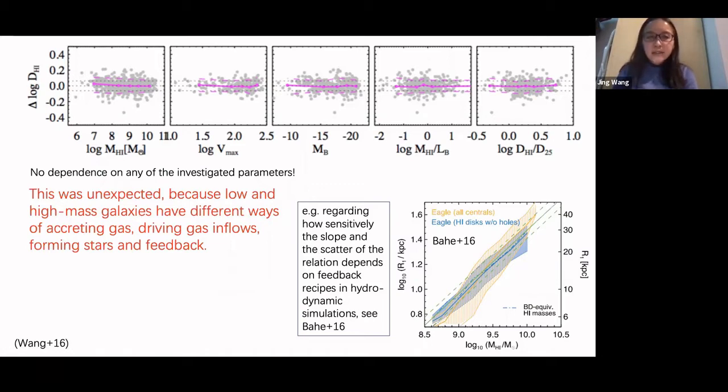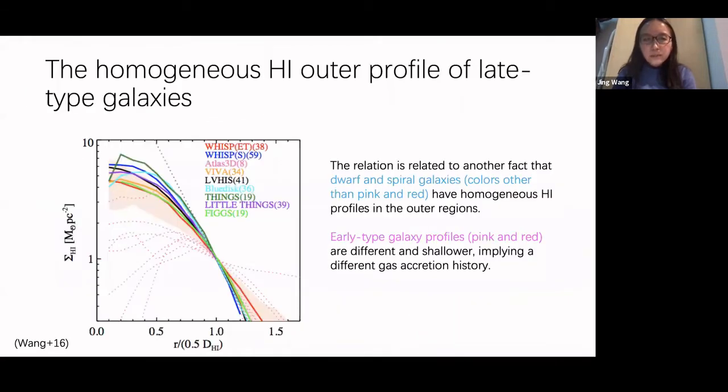As we said, the relation indicates an underlying self-similar surface density distribution. We can show it more directly like this. We obtain the median H1 radial profile for the different samples. We normalize the radius by the H1 disk size. And we can find that some of the samples perfectly align with each other in the outer regions.